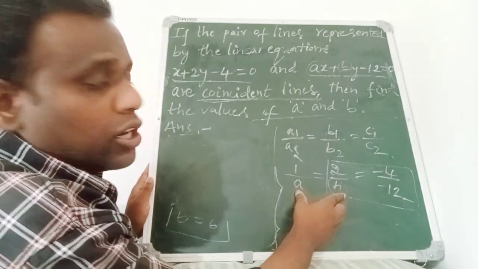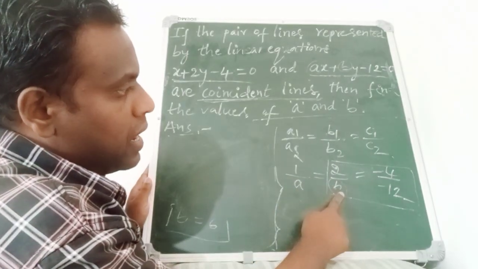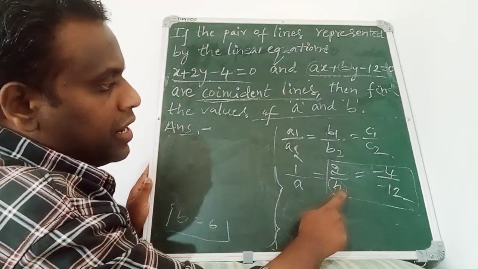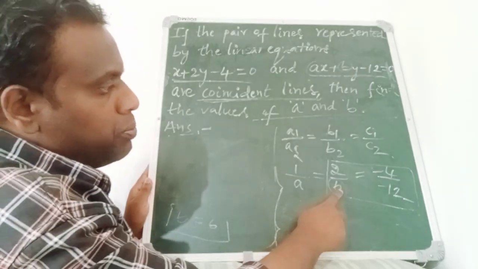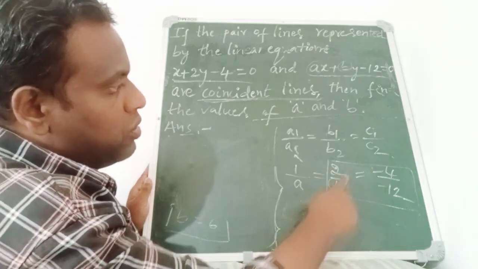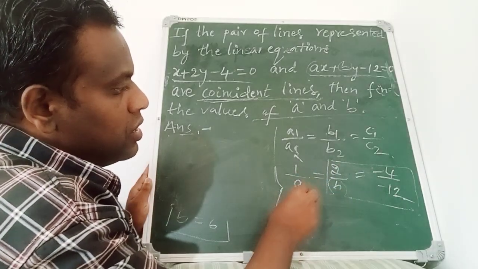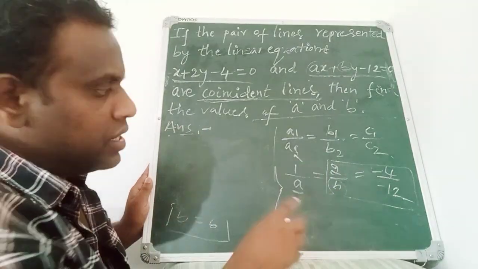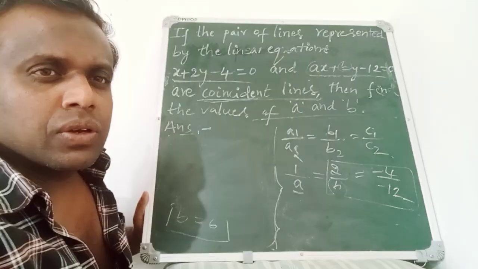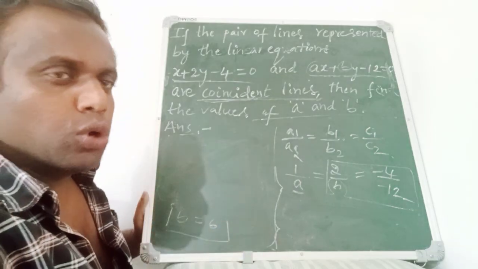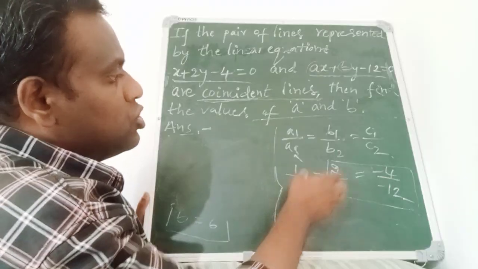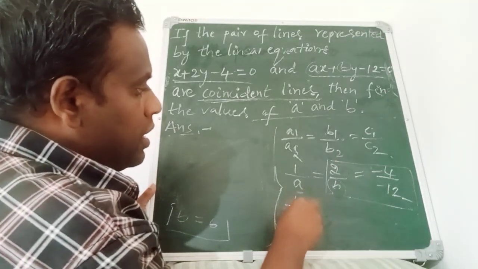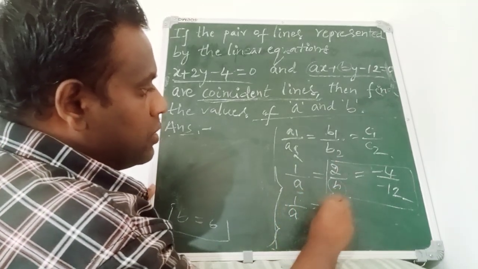You can ask, here there are two unknowns, a and b, but we already calculated the value of b, which is 6. So we know the value of b also. That means we know this value, we know this. So we don't know only one unknown, that is a. When there is only one unknown, you can select these two fractions, no problem. I will select these two: 1 by a is equal to 2 by b.